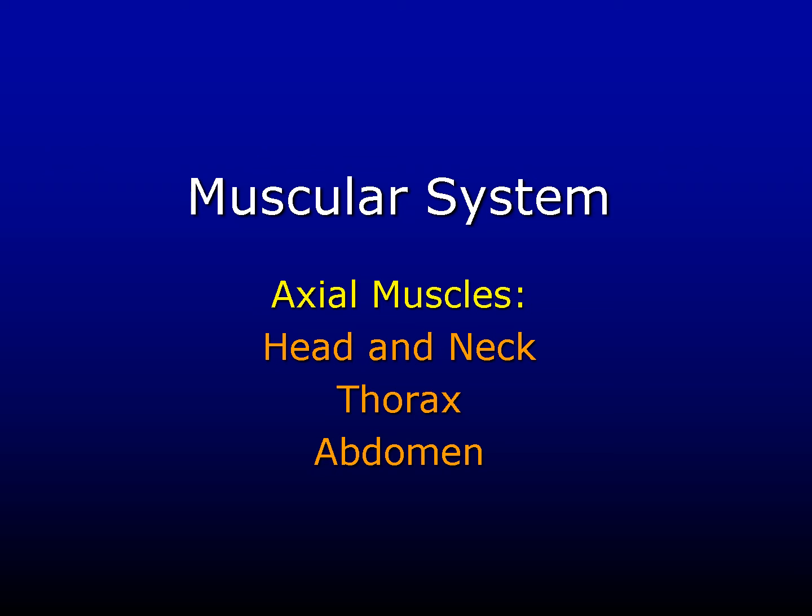Just like the skeletal system, our muscles are separated into two major categories. The axial muscles are those of the head, neck, thorax, and abdomen. Appendicular muscles are the ones that move the limbs or appendages.